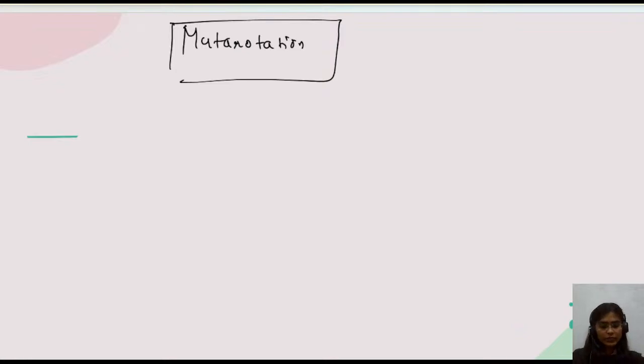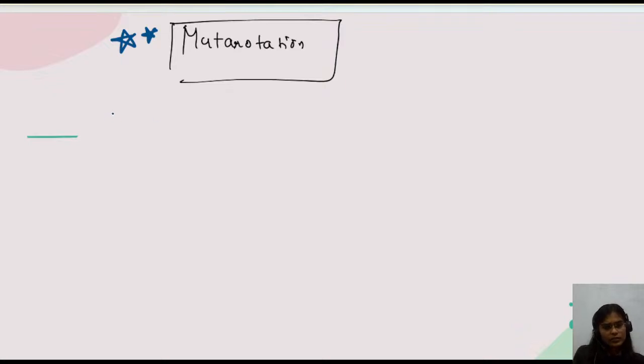First of all, let's write the definition, and you can say that mutarotation is the heart and soul of this chapter. A really important topic. From the board exam point of view, every time you are expecting a question from mutarotation. So it's a really, really very important topic. Okay, so let's write the theory first, then I will give you the concept as well.